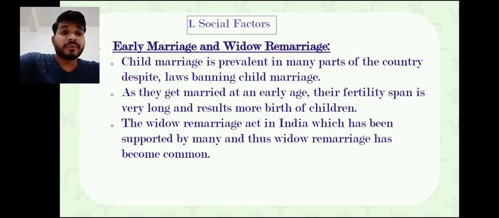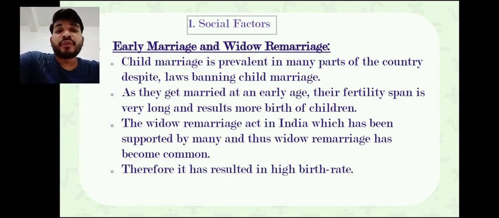These are the factors we have discussed. Early child marriage creates a higher fertility rate for the female to give birth in our society, and widow remarriage also creates a higher fertility rate and gives birth to a new generation. So this is what happens. Okay, let's go with the next one.